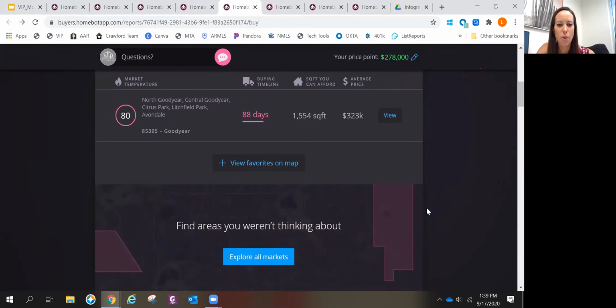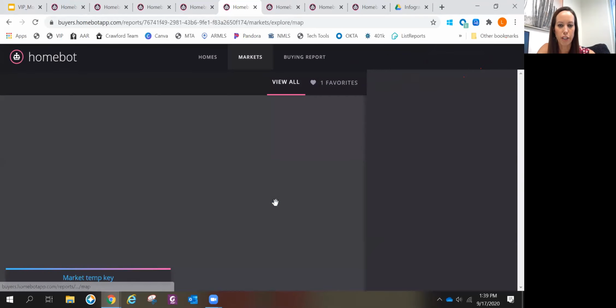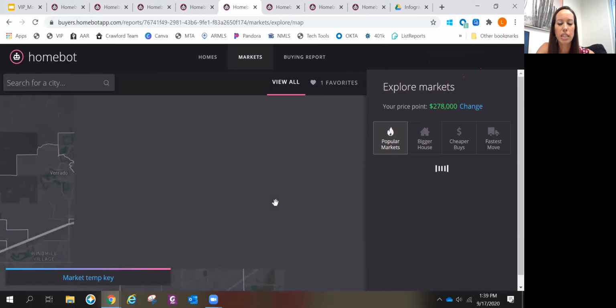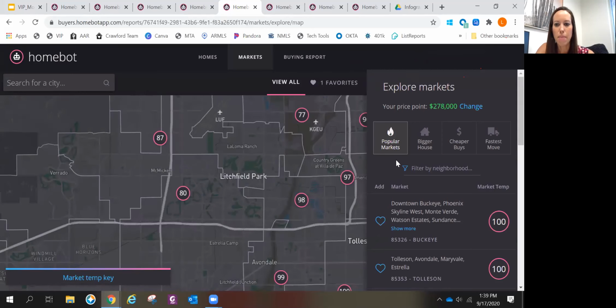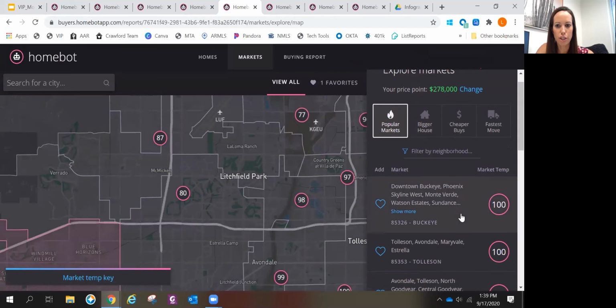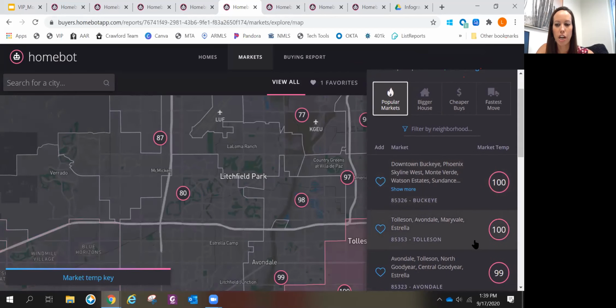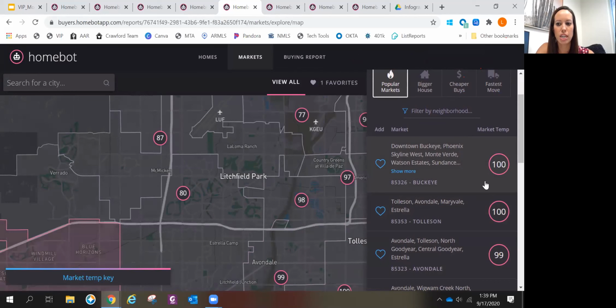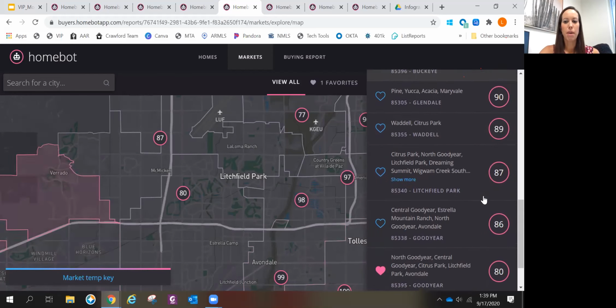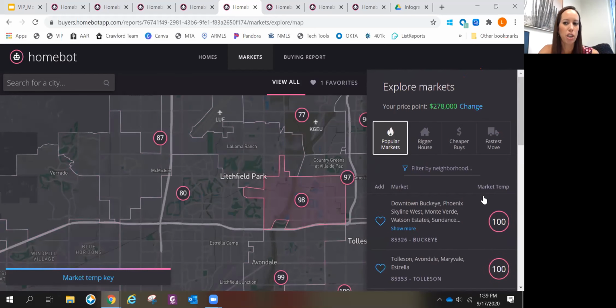But now I'll show you guys here the markets feature. So if they go to explore all markets, it shows them here, popular markets is what it's on. So it shows them which markets are very popular right now. And by that, 100 is an insane seller's market, which we are in most markets here in town right now. But it shows them other markets that are hot that they could look at.